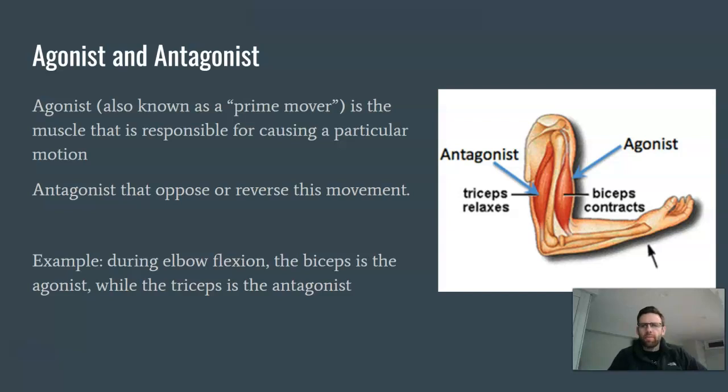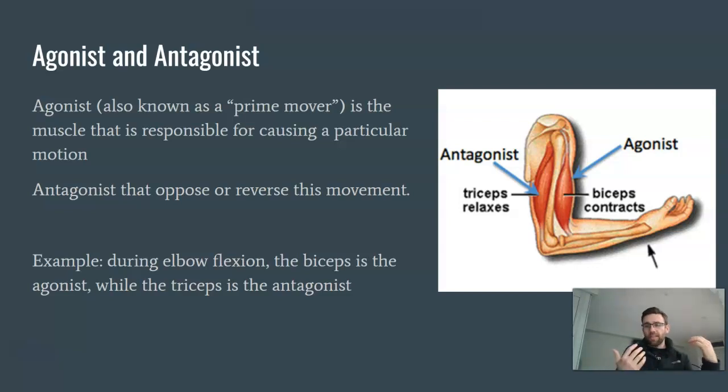And then a couple of final other terms I will give you are agonist and antagonist. An agonist, sometimes called a prime mover, depending on what textbook you're looking at. So it might be useful to know both those terms, agonist and prime mover. It's the muscle that's responsible for a particular motion. And an antagonist is a muscle that opposes or reverses that movement. So in this example, during elbow flexion, your biceps are the agonists. When you're flexing to bring your arms up, your biceps are the ones that are contracting and your triceps are relaxed. So we would call your biceps the agonist, and your triceps the antagonist.